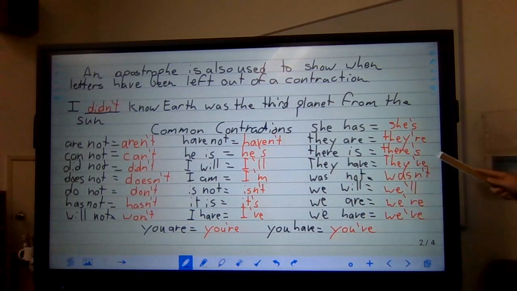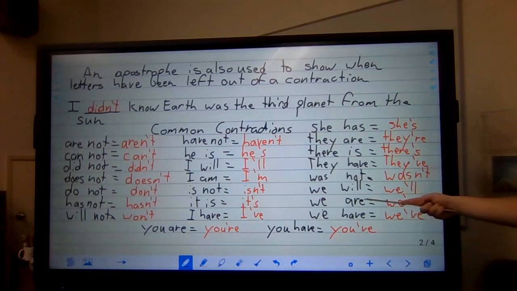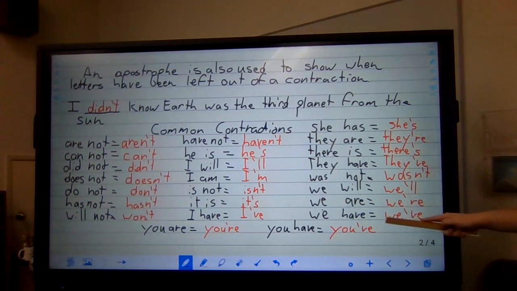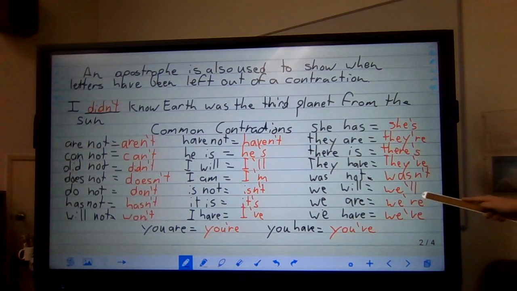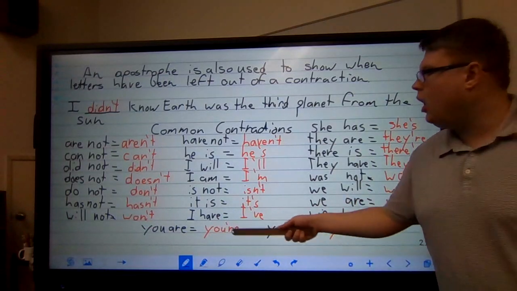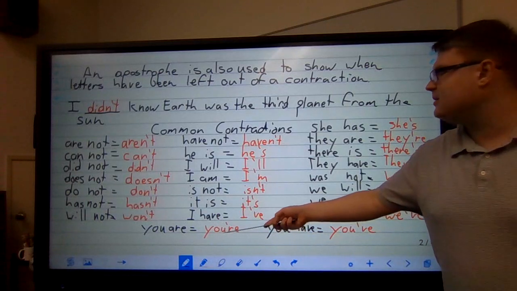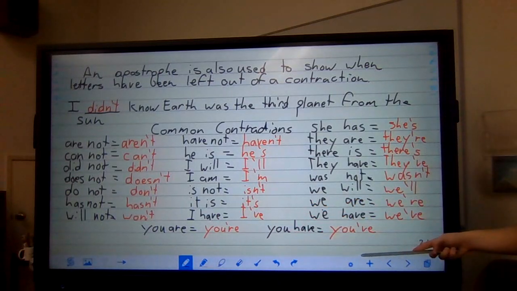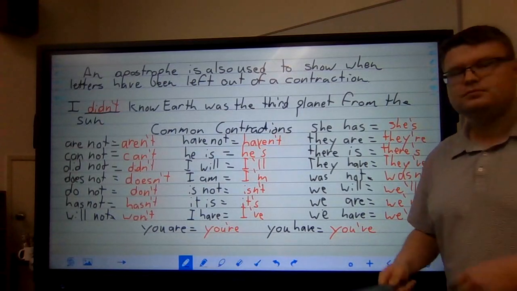Was not becomes wasn't. Apostrophe between the N and the T. We will becomes we'll. Apostrophe between the E and the L. We are becomes we're. Apostrophe between the E and the R. We have becomes we've. Apostrophe between the E and the V. You are becomes you're. Apostrophe between the U and the R. You have becomes you've. Apostrophe between the U and the V.